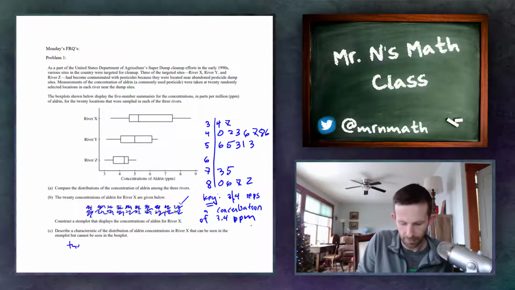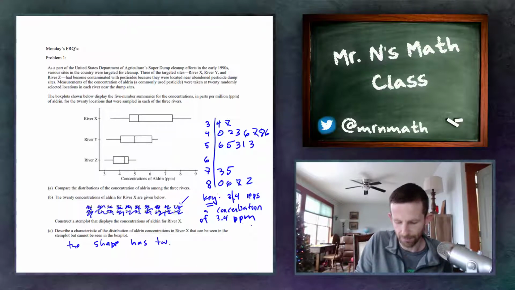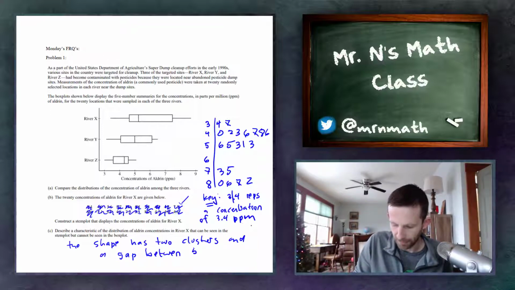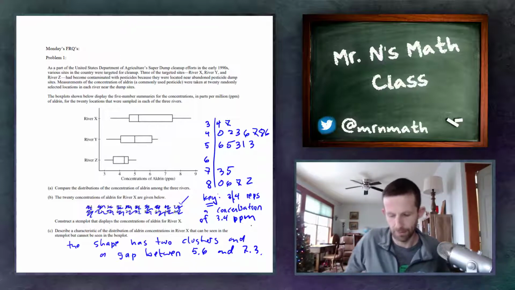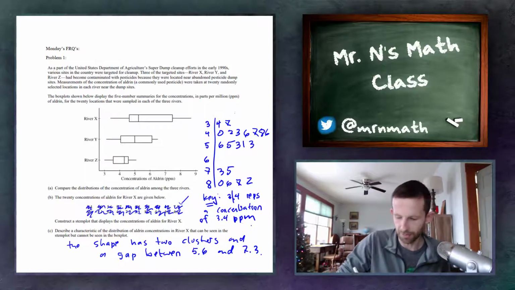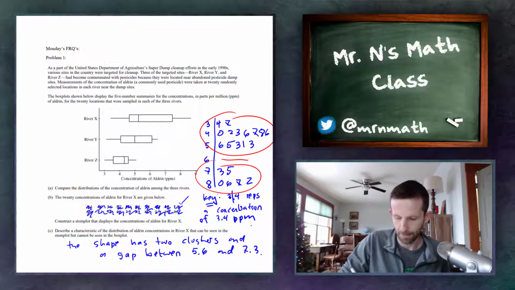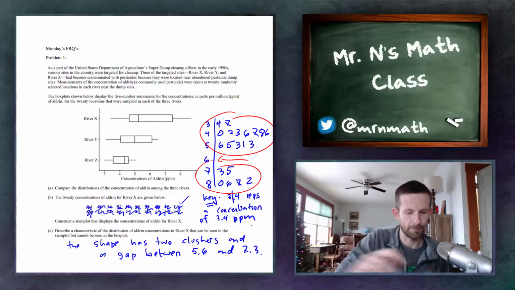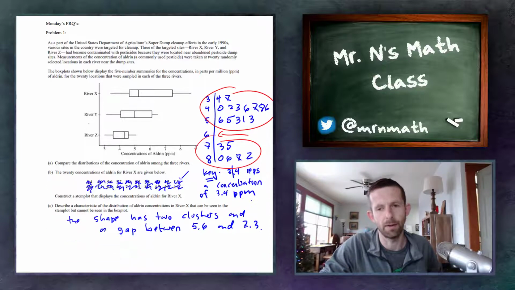The shape has two clusters and a gap between 5.6 and 7.3. So that can be seen from the stem plot. You've got the two clusters and a gap. All right, let's look at the next question.